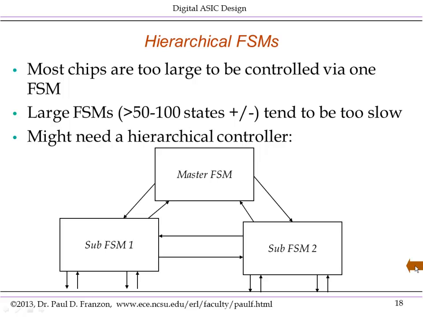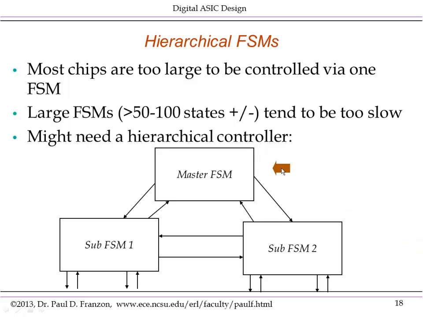So in general, most chips are too large, or the effective finite state diagram is too large to have only one finite state machine. Once the finite state machine gets large, and that depends on your clock frequency goal and the technology and so on, it tends to get slow. And thus you end up having a hierarchical controller.